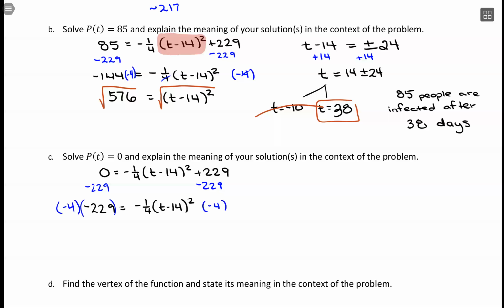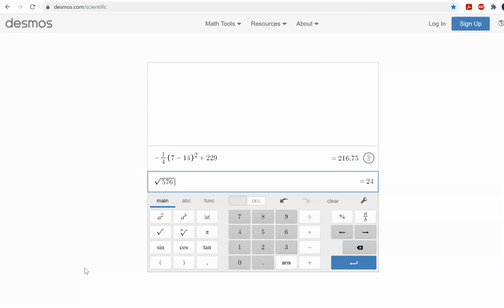We're going to end up with 916 equals t minus 14 squared. Now I'm going to take the square root to get rid of that exponent of 2, and this will give us our plus or minus. So I'm going to have t minus 14 equals plus or minus the square root of 916. Now if we go to our calculator, plug in 916, we're getting kind of a messy number out.